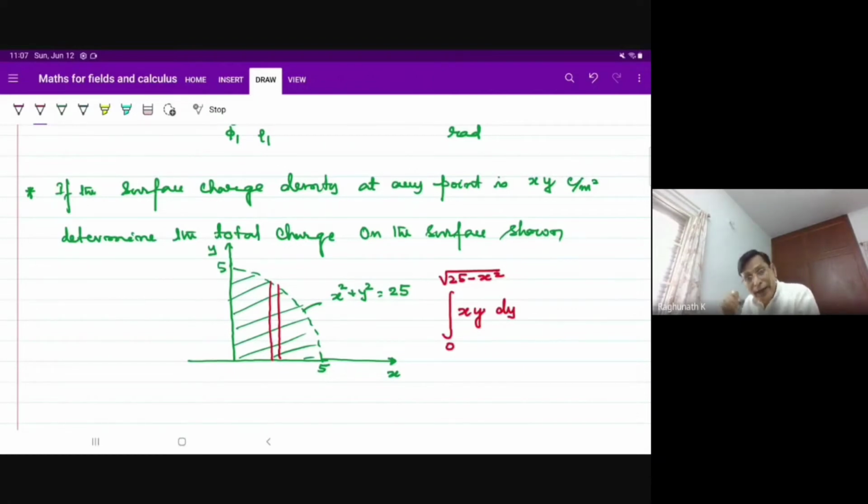And to cover the entire area, I have to take such strips at any x of width dx, and the small surface elements go from y equal to 0 to y equal to root 25 minus x squared. Then such strips from x equal to 0 to 5, dx.